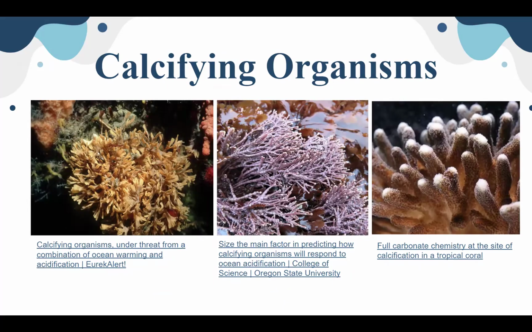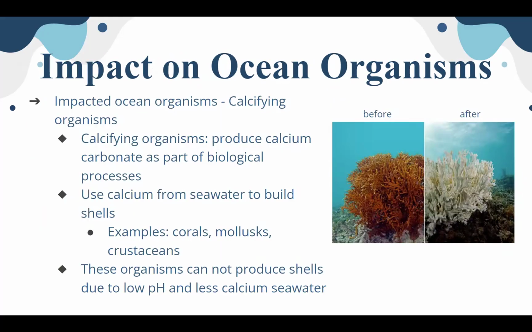Looking closer, the organisms that are the most impacted are calcifying organisms. These include corals, mollusks, and crustaceans. They produce calcium carbonate to build their homes. In low pH, low calcium seawater, these organisms cannot maintain their shells. They become brittle, grow slower, and in extreme cases, their shells even dissolve. When the reef dies, the entire community of marine life living within it disappears.